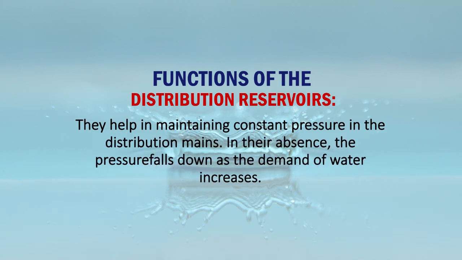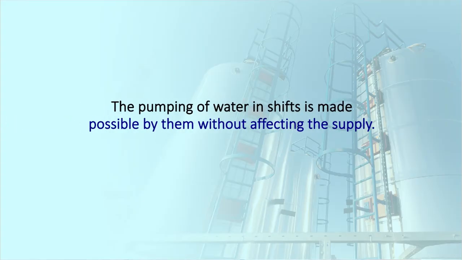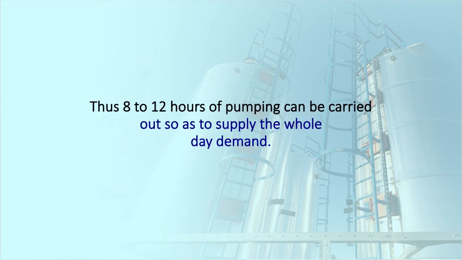They help in maintaining constant pressure in the distribution mains. In their absence, the pressure falls down as the demand of water increases. The pumping of water in shifts is made possible by them without affecting the supply. Thus, 8 to 12 hours of pumping can be carried out so as to supply the whole day demand.